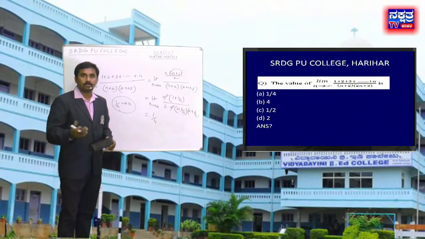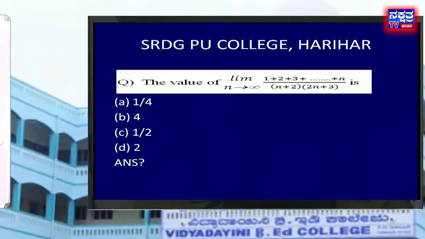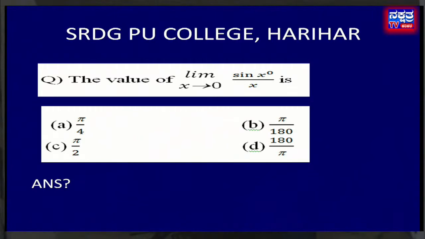What's the next question? The value of limit x tends to 0 sin x degree by x is: option A pi by 4, option B pi by 180, option C pi by 2, option D 180 by pi. Watch the board.